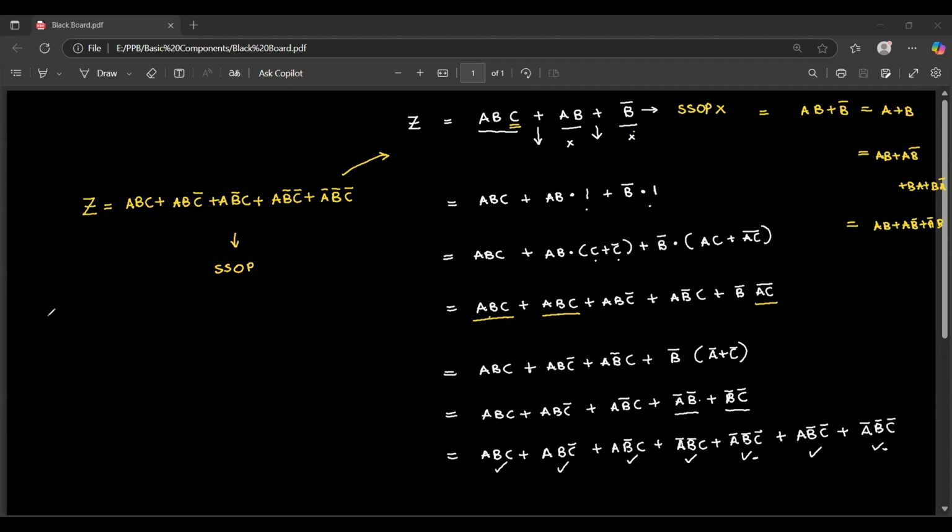So SOP means you're giving the terms in sum of products form, for any output. And in SSOP, the terms should have all the variables in the domain, and we can't extend the overhead bar over more than one given variable.